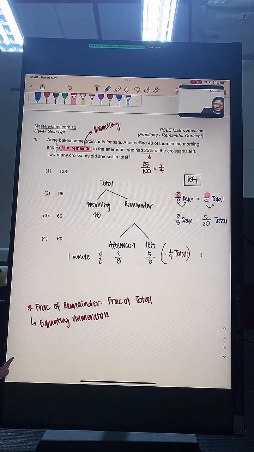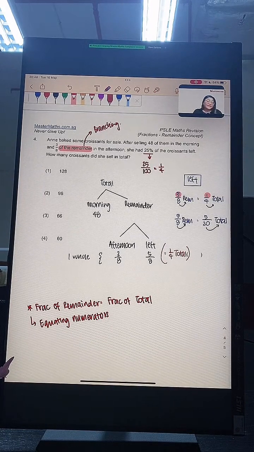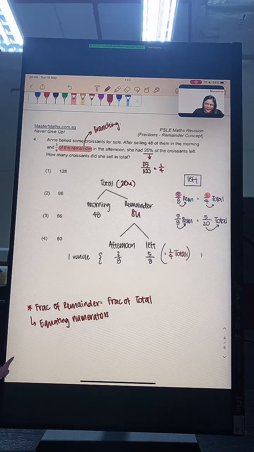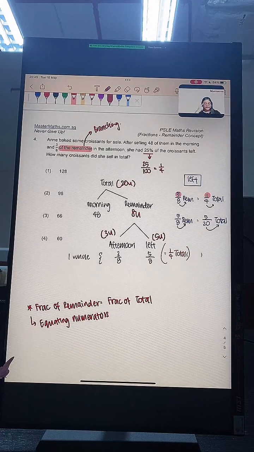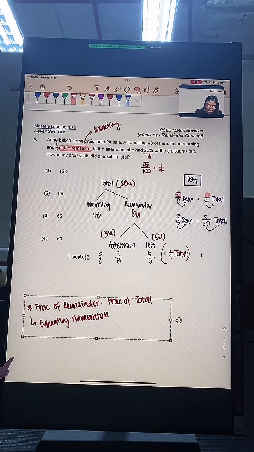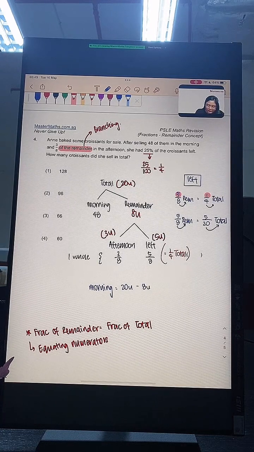I hope so. Alright, so this tells us that the remainder has 8 units, the total has 20 units. So again, we can use units to help us. Total is 20 units, remainder is 8 units, left is 5 units, and afternoon, whatever was sold, is 3 units. So to get whatever was sold in the morning, it is going to be 20 units, the total, minus 8 units, the remainder. We will get 12 units.